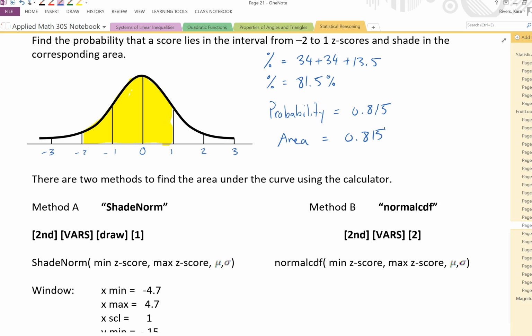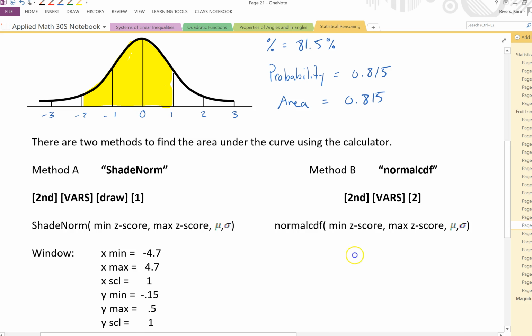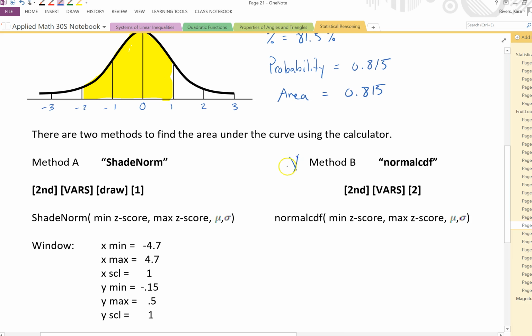Now, let's do this with our calculator to ensure that we're getting the same answers, and we know how to do this with our calculator so that when we're in between the intervals and we can't do this by hand, we still have a tool that we can use to solve these questions. Method A is using shade norm, and method B is using normal CDF. This is my preferred method just because it takes less time and it ensures that I understand the concepts, and shade norm is a little bit finickier. I would like to show you how to use both so you know that you have those tools.